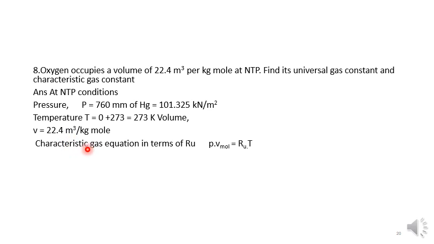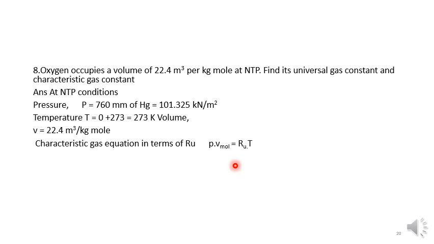So the characteristic gas equation, P V molar is equal to Ru T. P V molar is equal to Ru into T. In the problem they gave the volume V molar, and we need to calculate the Ru value, and we know the pressure and temperature values. So I am writing that Ru is equal to P into molar volume by T.